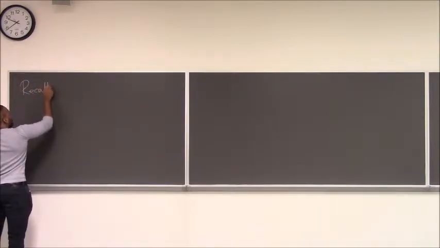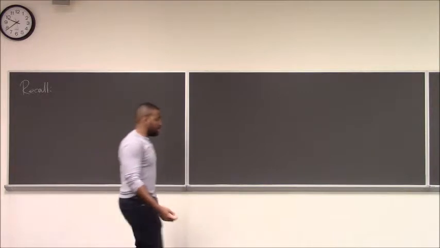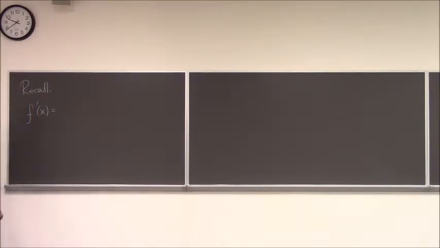Recall, last time, we solved the rate problem by developing something that we call the derivative. It didn't seem like a big deal at the time, but it is a very big deal. So we defined a function that we call f prime. And what was the definition?